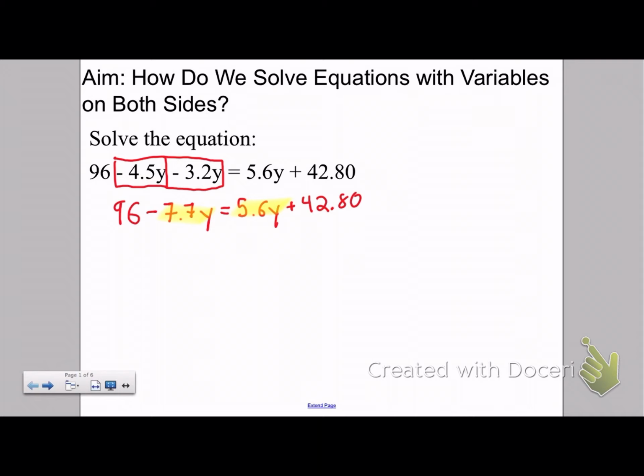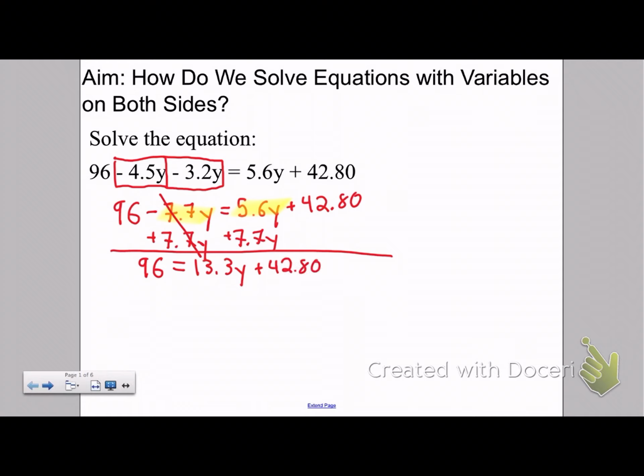I'm going to move this 7.7y to the right hand side, so I do the opposite. So I'm going to add 7.7y to both sides. When I do that, this 96 just comes down. Negative 7.7y plus 7.7y cancels out. When I add 5.6y plus 7.7y, I get 13.3y plus 42.80.